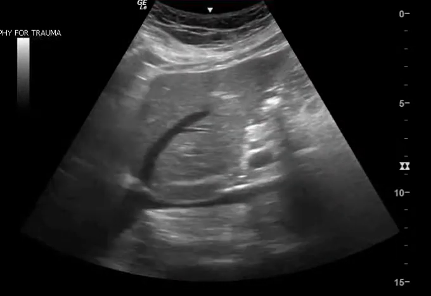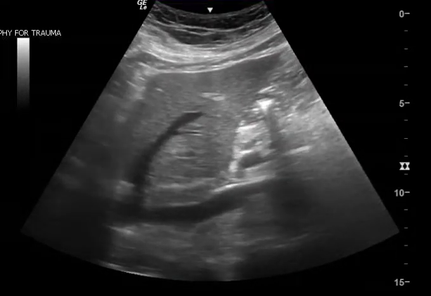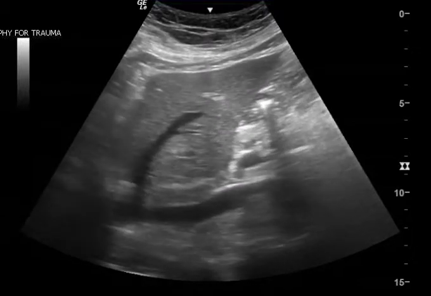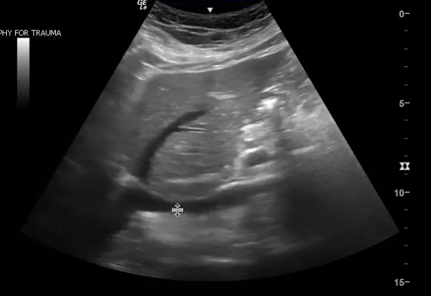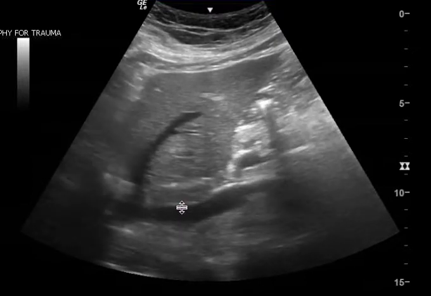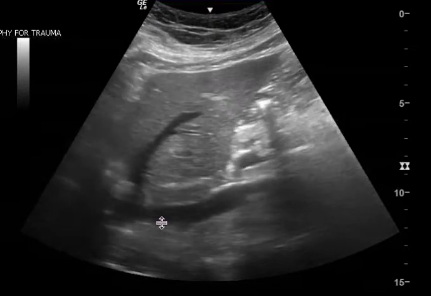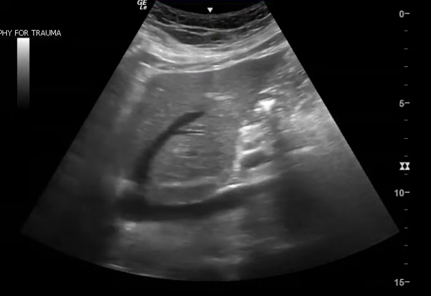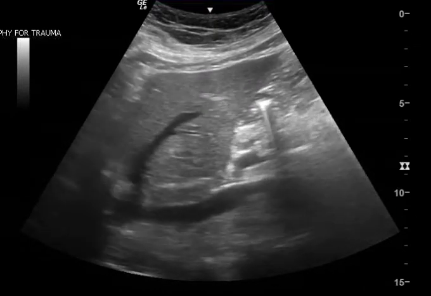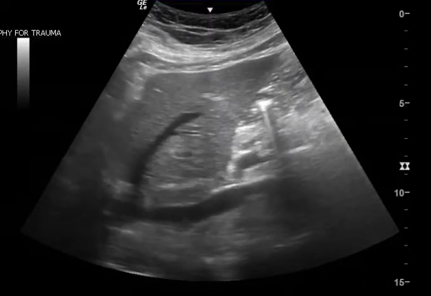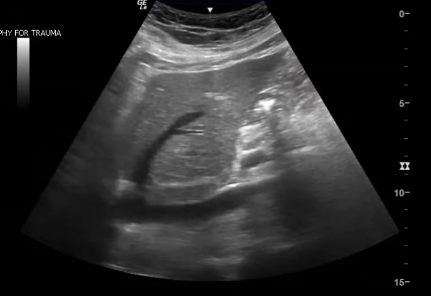Now, the IVC was read as normal, and to me, I would not call this normal. To me, this is collapsing completely with respirations. This is someone that, regardless of the clinical process, I would give a fluid bolus. When you see the walls of the IVC touch like this, to me that correlates with a very low CVP in someone who is volume depleted. And so I would not call this a normal IVC, I would actually call this abnormal.